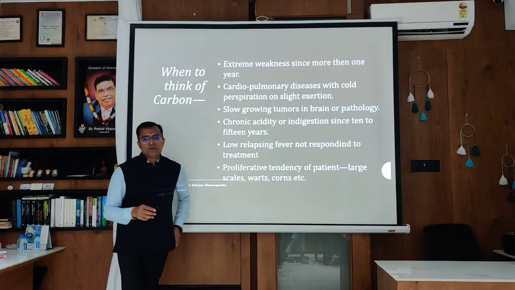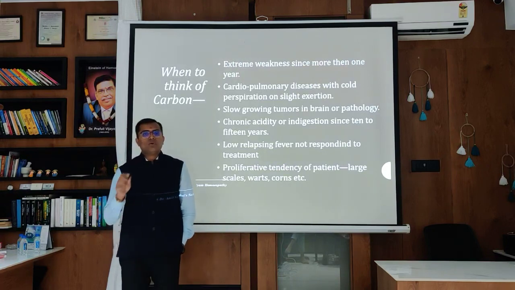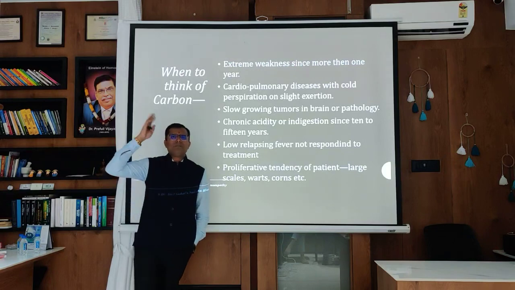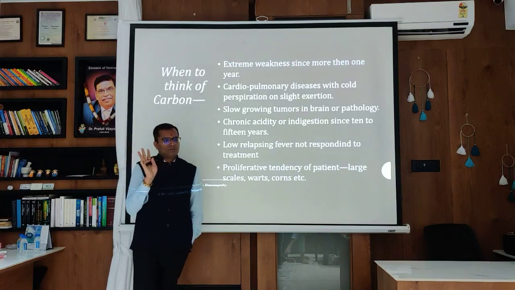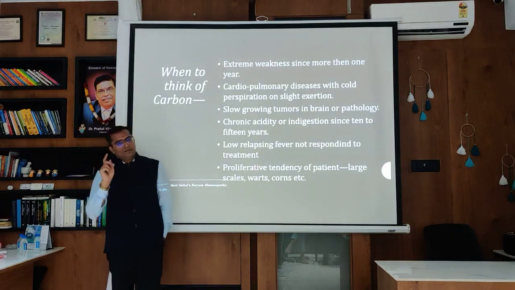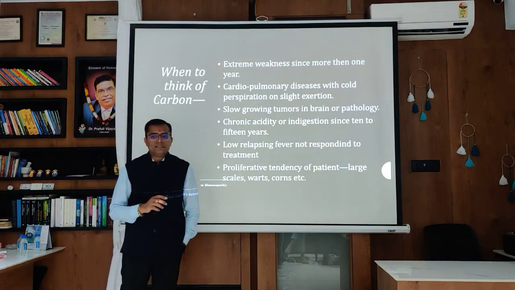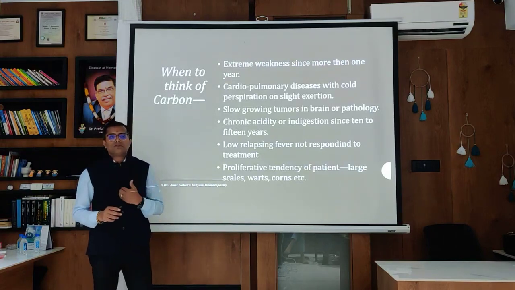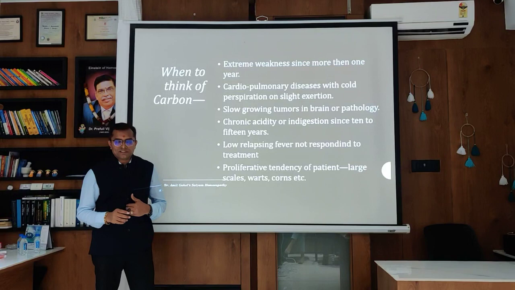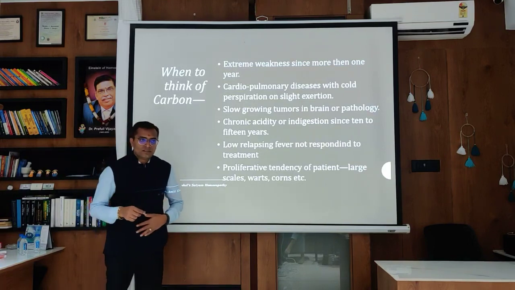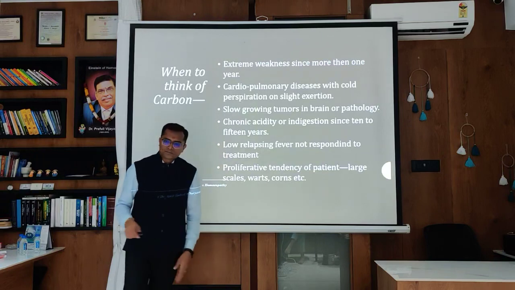A slow growing tumor in the brain or slow growing pathology, you can think of carbon. 'Sir, I have had a brain tumor for 2 years but there is no change.' This is very slow growing. This is carbon. Chronic acidity and indigestion for 10 to 15 years. You know, slowness at the level of digestion, dyspepsia. So dyspepsia of 10 to 15 years, you can think of carbon.